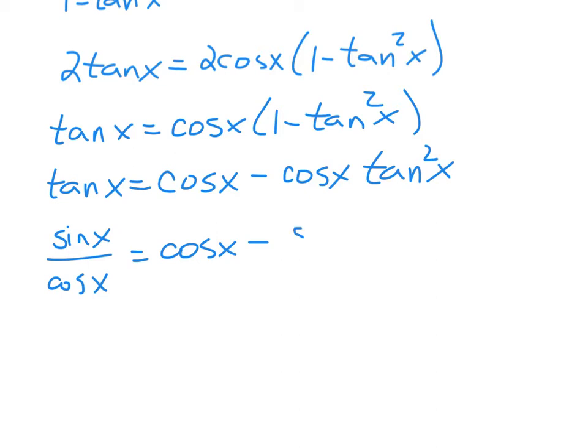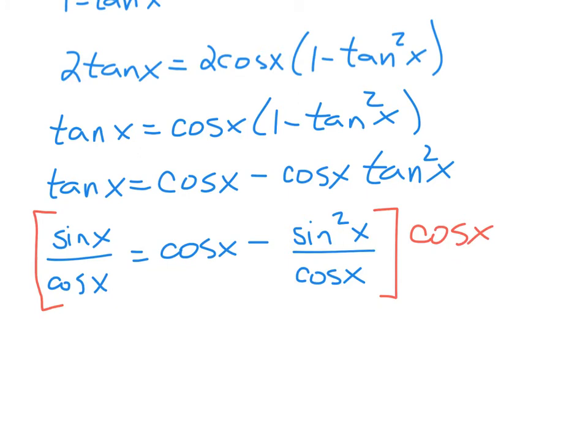So I am going to save a little room and write this last term as just this, because one of those cosines would cancel. Now, just like any other equation, I would rather not deal with fractions if I don't have to. Luckily, we don't have to right now. So I'm going to multiply this whole thing by cosine of x. So then it's going to be sine of x equals cosine squared of x minus sine squared of x.